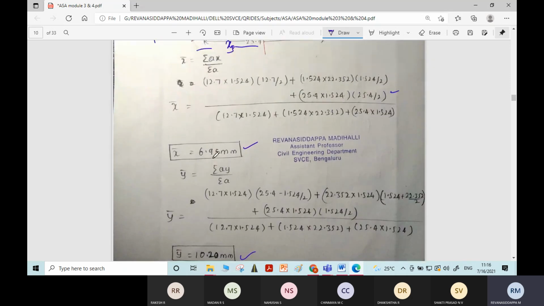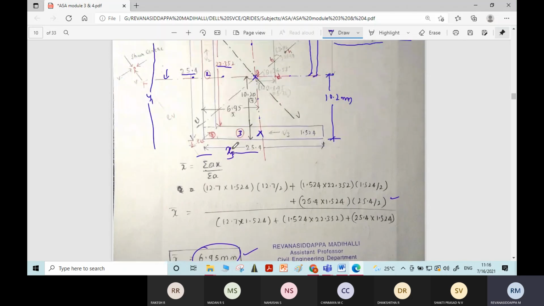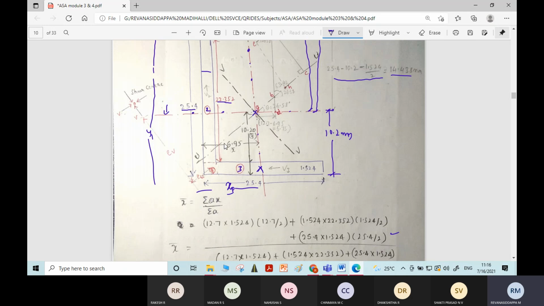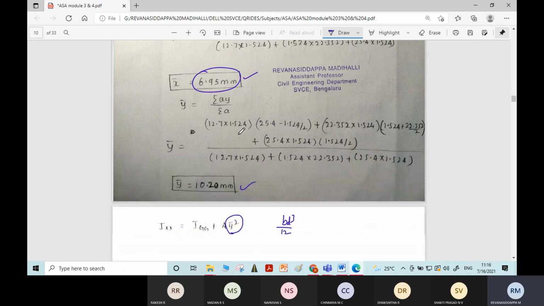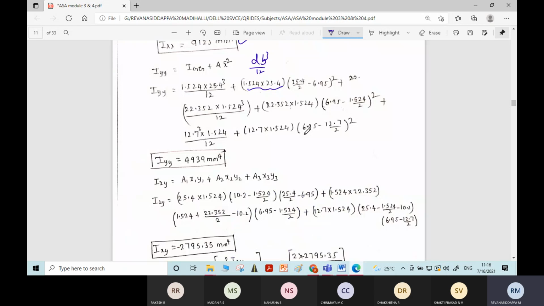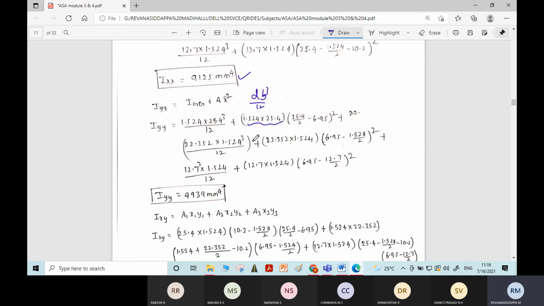Here centroid of the whole figure is known, 6.95 mm. For example, for rectangle 2, if you want to calculate x bar, from here to here, distance of centroid of whole figure is 6.95. 6.95 minus this thickness divided by 2, if you do, you will get distance between centroid of rectangle 2 and centroid of the whole figure. Like that the calculation will be done. For rectangle 2 I have done 6.95 minus 1.524 divided by 2 whole square.